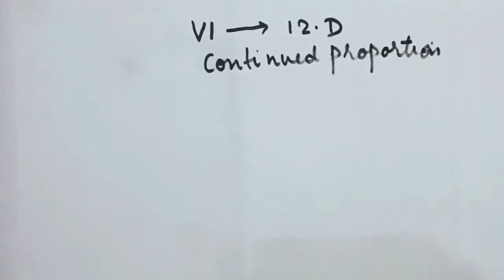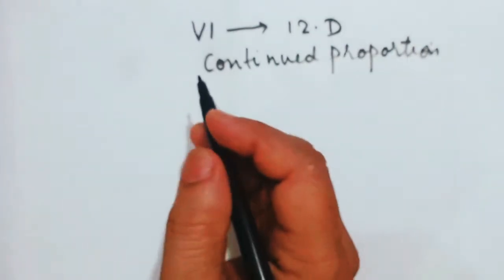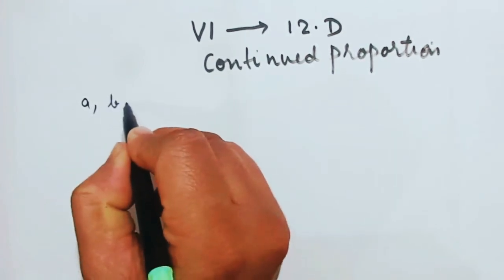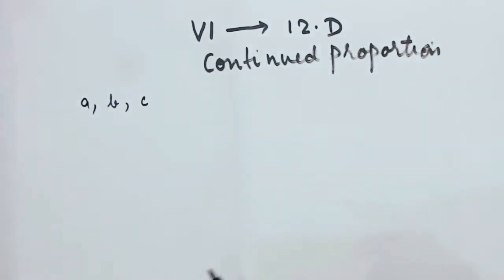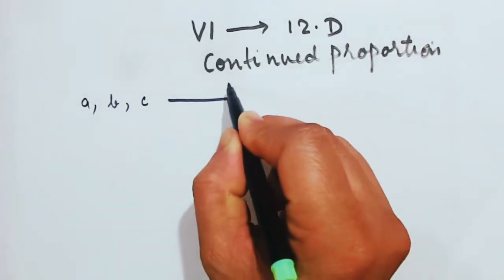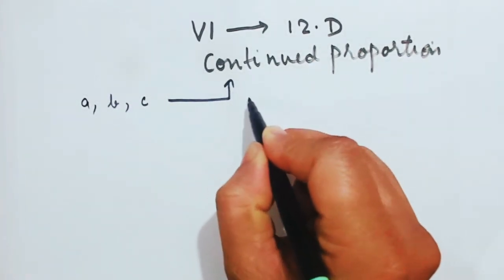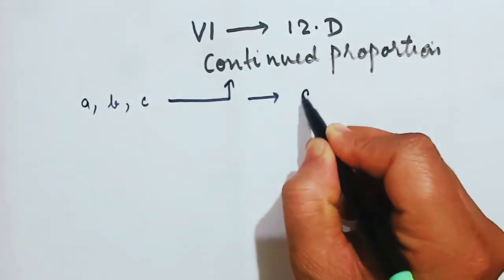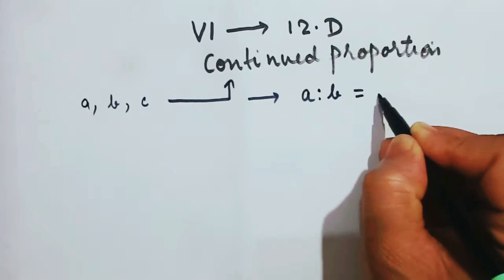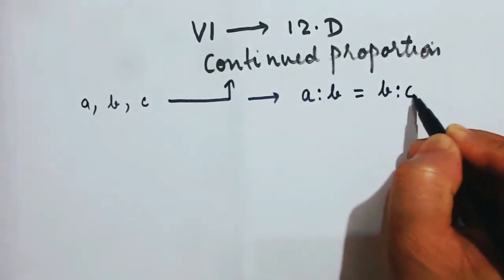Now, what is this continued proportion? So come on, let's start the class. When three terms, for example A, B and C, have been given to you, they are said to be in continued proportion only when the ratio of A is to B is equal to B is to C.